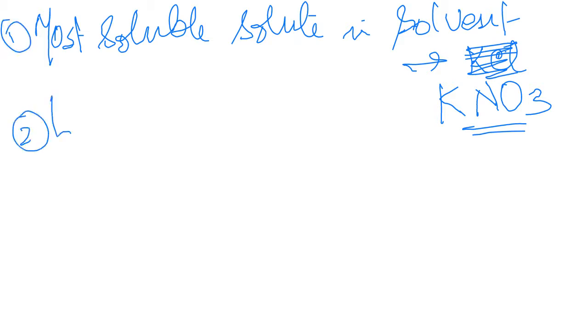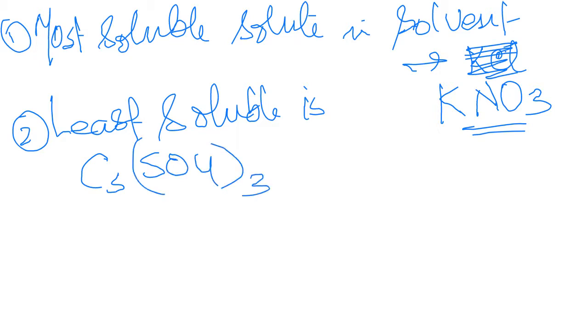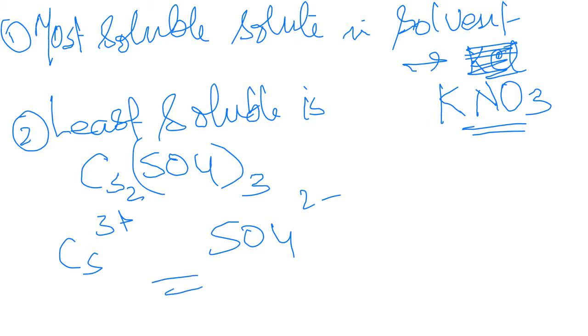Number 2, the least soluble is cesium sulfate, Cs2(SO4)3, because the cesium is 3 positive and the sulfate is 2 negative, so it is cesium 2, sulfate 3, right? So this is the least soluble. Remember that. Note this down, please.